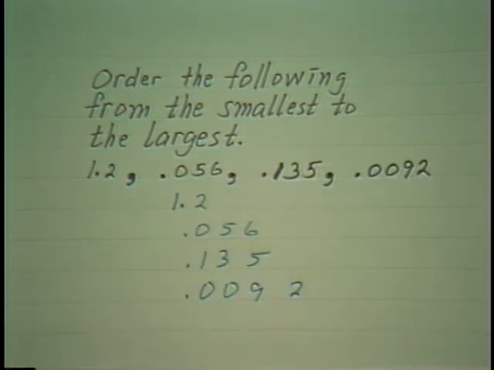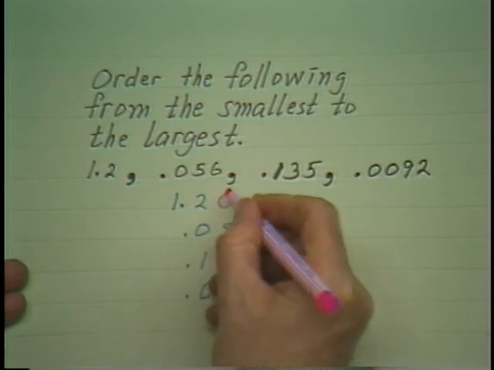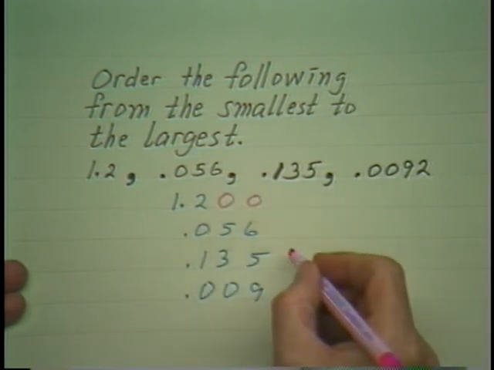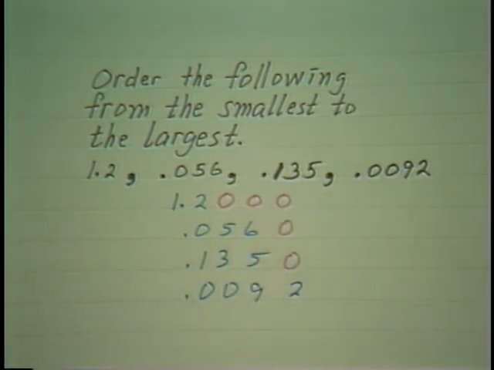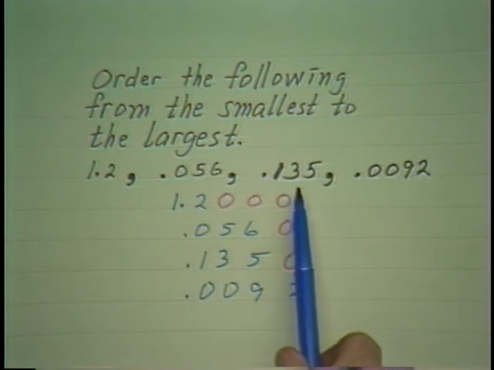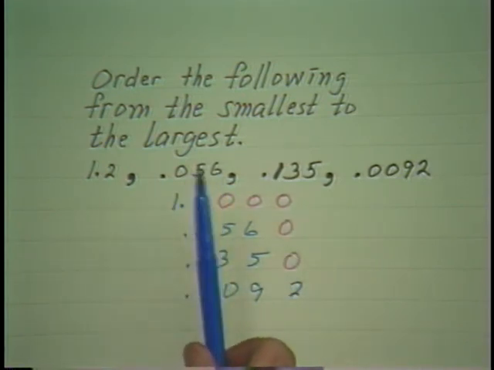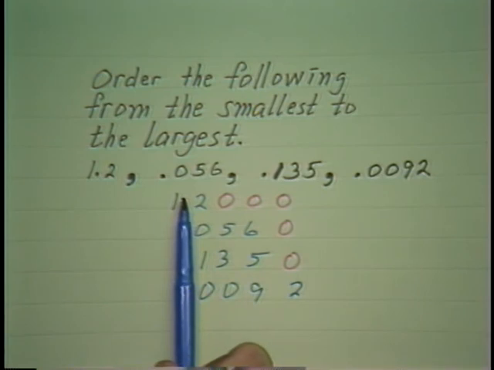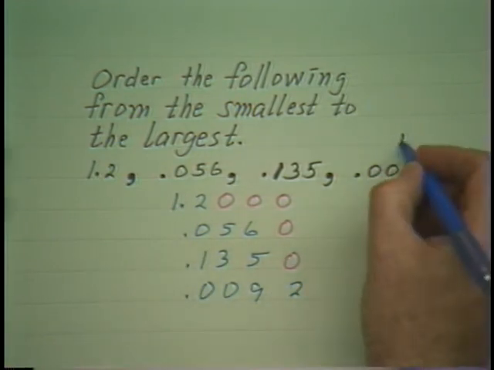Now, if it will help you to visualize things better, on the end, append zeros either on paper or mentally until they all have the same number of places. And now pretend like the decimal points aren't there and ask yourself, which is the smallest here? Well, you can see quickly it's this one down here. So this is the smallest.